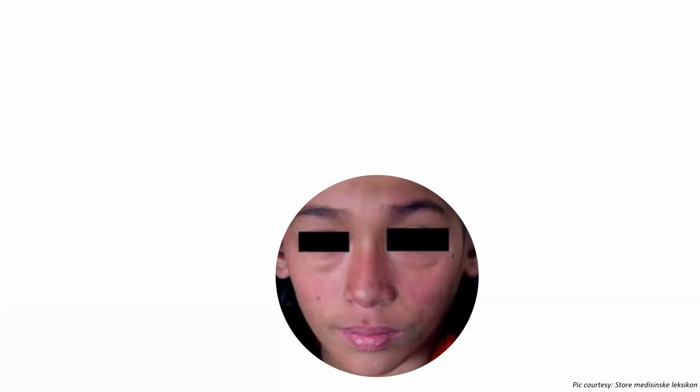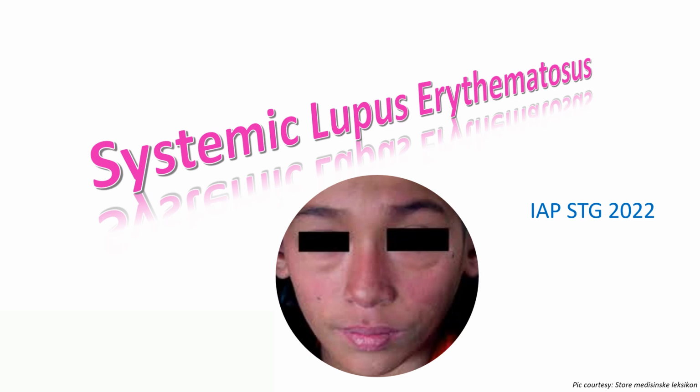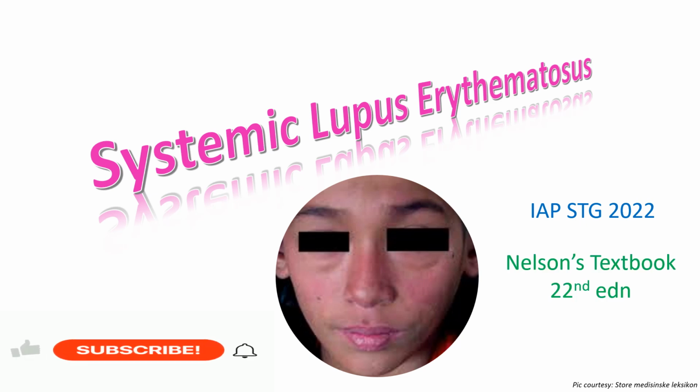On and off we keep seeing patients with rheumatic diseases in childhood. Of this, systemic lupus erythematosus is one of the most common rheumatic diseases, especially in adolescent females. In this video, I have covered the latest guidelines on SLE as given in IAP STG 2022, and I have also added inputs from Nelson's Textbook of Pediatrics, latest edition, where necessary, to give a comprehensive coverage for you all.